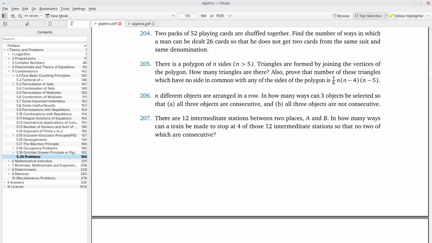Question 207 says that there are 12 intermediate stations between two places A and B. In how many ways can a train be made to stop at 4 of those 12 intermediate stations so that no two of which are consecutive?